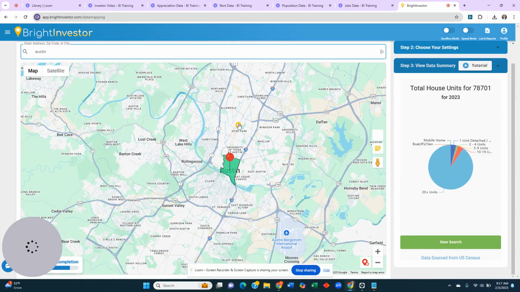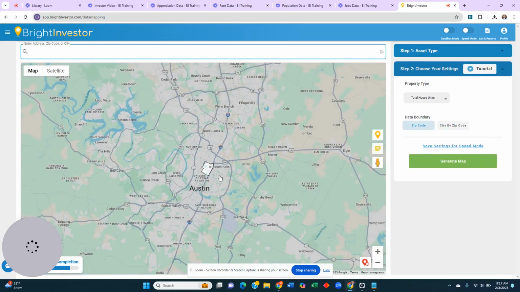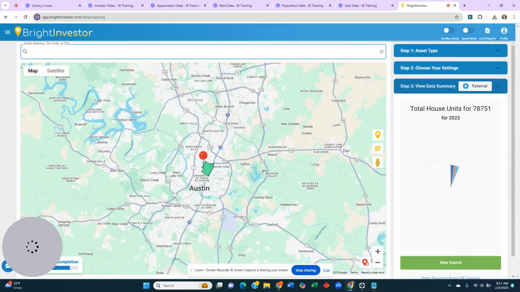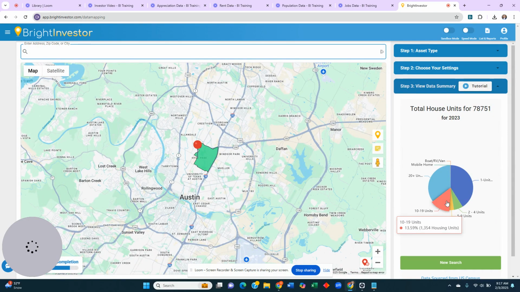So if you want to buy in, say, Hyde Park, and you click asset type zip code, we click total housing units. Approximately 14% of the market is 10 to 20 unit buildings. 35% of the market is 20 plus unit apartment complexes. And 41% of the market is single family houses. So you're going to have an easier time buying single family, 10 to 19 unit buildings, and 20 plus unit buildings than you are trying to buy 2 to 9 unit buildings.